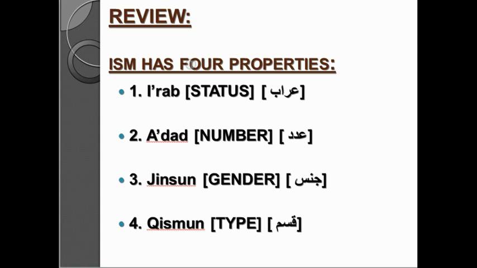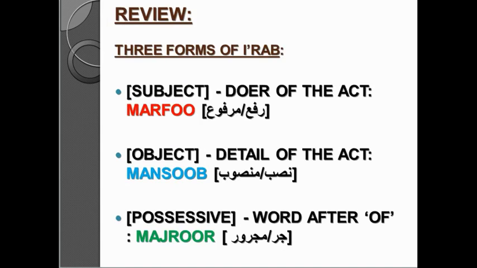So irab, and we started with irab. Do you remember how many things there were in irab? I'll tell you one thing, three things. What were they? Marfu, Mansub, and Majrur. Here you go. Three forms of irab: Marfu, Mansub, and Majrur.